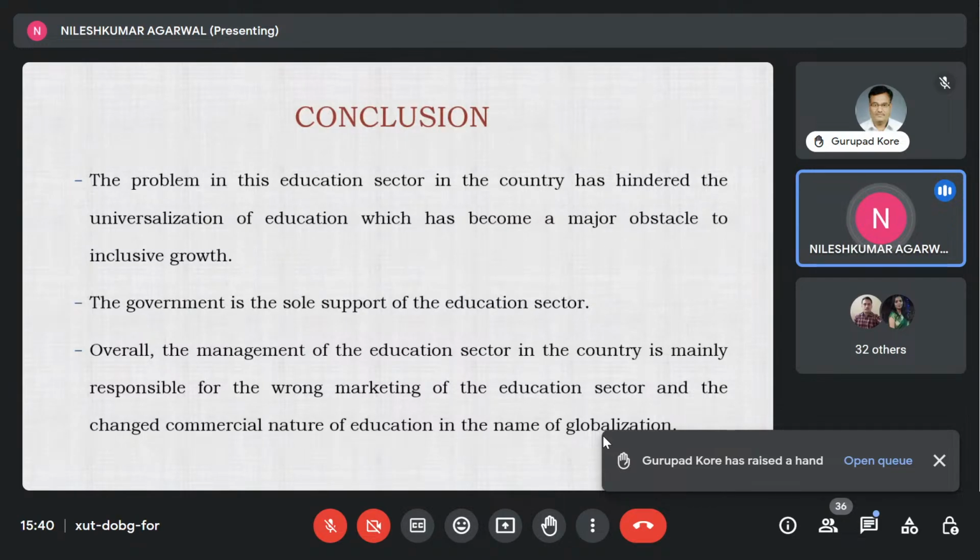The conclusion I can make from the entire research is that the problems in the education sector in the country have hindered the universalization of education, which has become a major obstacle to inclusive growth. The government is the sole support of the education sector. Where I'm saying government is the sole support, the government should ensure that education, even in private institutes, is within the reach of the common man and not restricted only to cities, but able to reach rural areas and tier two cities. Overall, the management of the education sector in the country is mainly responsible for wrong marketing of education and the changed commercial nature of education in the name of globalization.